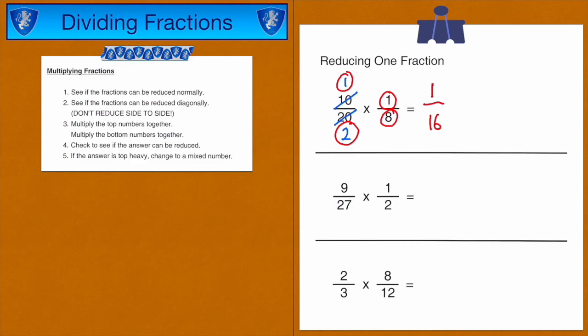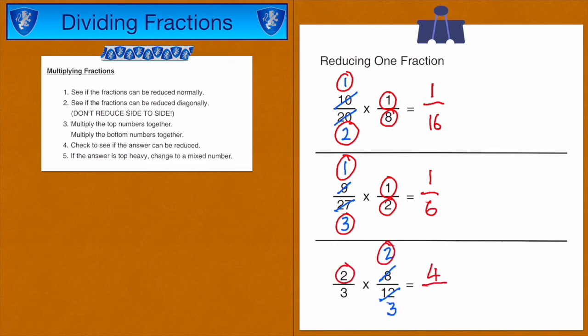You should always check this answer to see if you can reduce it any more, because if you've done something wrong here, it doesn't really matter, you can put it right here. Right, so the second one, 9 and 27 we can divide by 9. That's 1 times 9, that's 3 times 9. And then we've got 1 times 1 is 1, 3 times 2 is 6. And then the bottom one, we can't reduce 2/3, but we can reduce 8 and 12 in the 4 times table. That's 2 times 4, that's 3 times 4. And then we've got 2 times 2 is 4 at the top, 3 times 3 is 9 at the bottom.